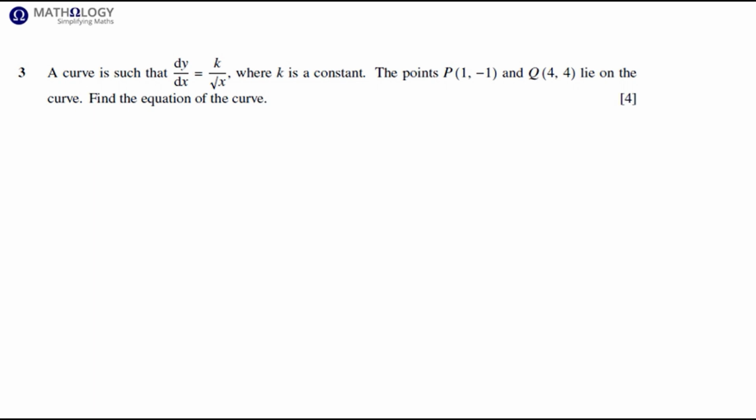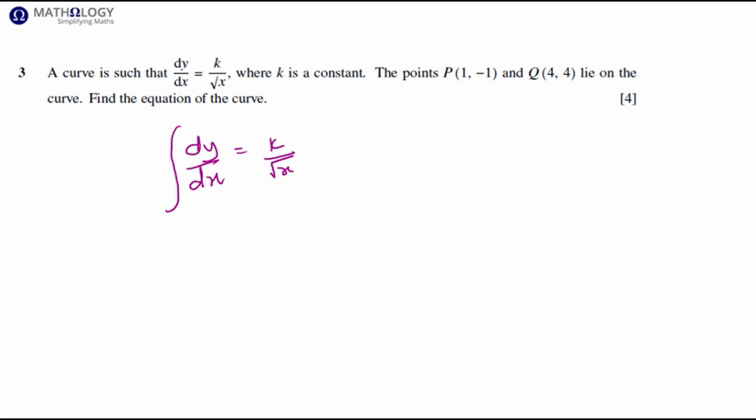Question 3. A curve is such that dy/dx equals k over root x, where k is a constant. The points P(1, -1) and Q(4, 4) lie on the curve, and we're required to find the equation of the curve. Okay, so what we've been given here, dy/dx, is the derivative function of another function. Because we've got the derivative function, we're required to find the function itself from which the derivative came.